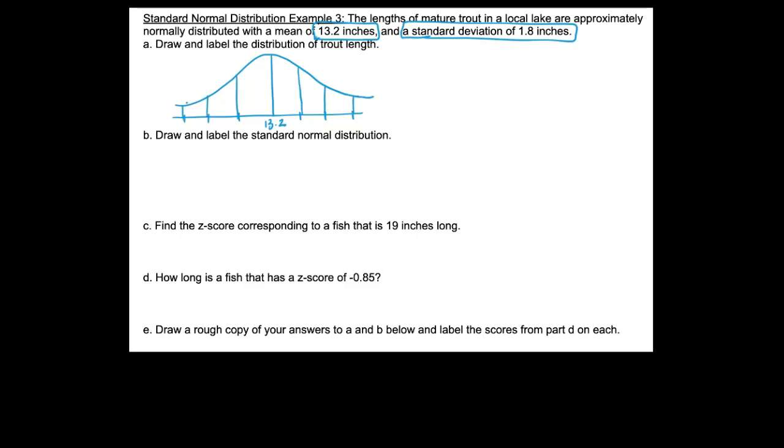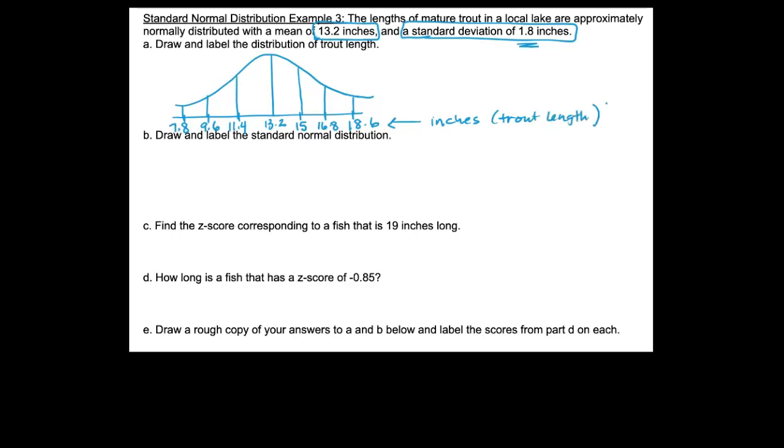And then I'm going to take the 13.2 and add 1.8 to it to get the standard deviations on the right-hand side. So 13.2 plus 1.8 is 15, and then plus another 1.8 is 16.8, and then plus another 1.8 is 18.6. And then the 13.2, I'm going to subtract 1.8 and get 11.4. Subtract another 1.8 and get 9.6. Subtract another 1.8 and I'm going to get 7.8. And so all of these numbers on this x-axis are in inches, and these are the trout length.